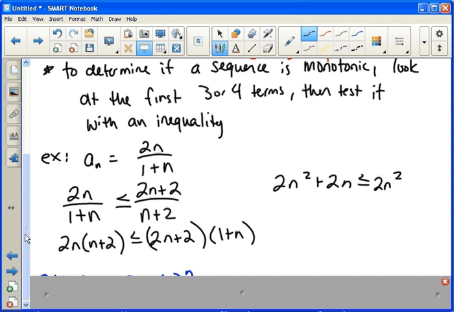Oh, I'm sorry, I need to back up. This was 4n right here, 2n squared plus 4n. And then if you FOIL all this out, you should get 2n squared plus 4n plus 2. So you only need to take this as far as you need to see if it's true or not.